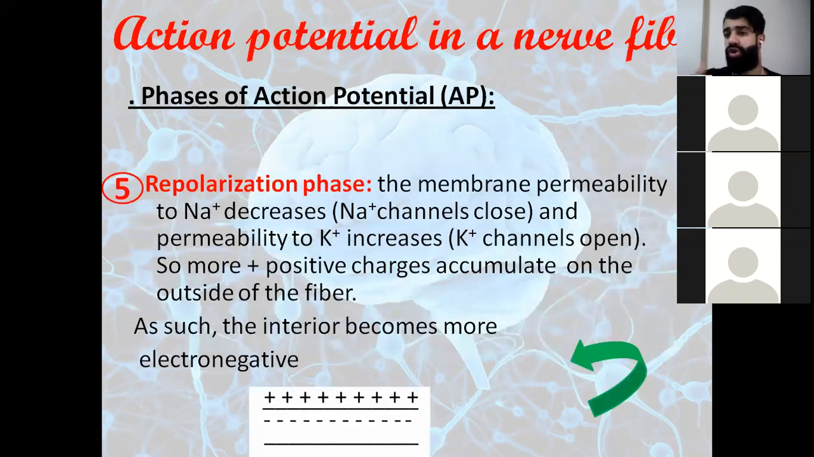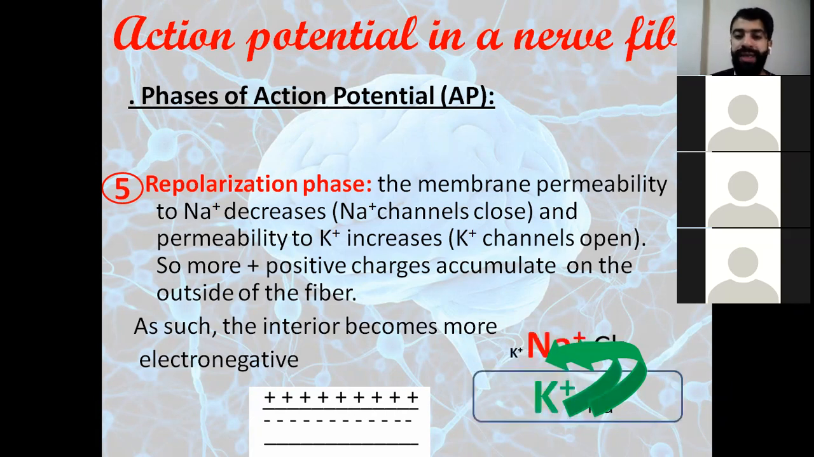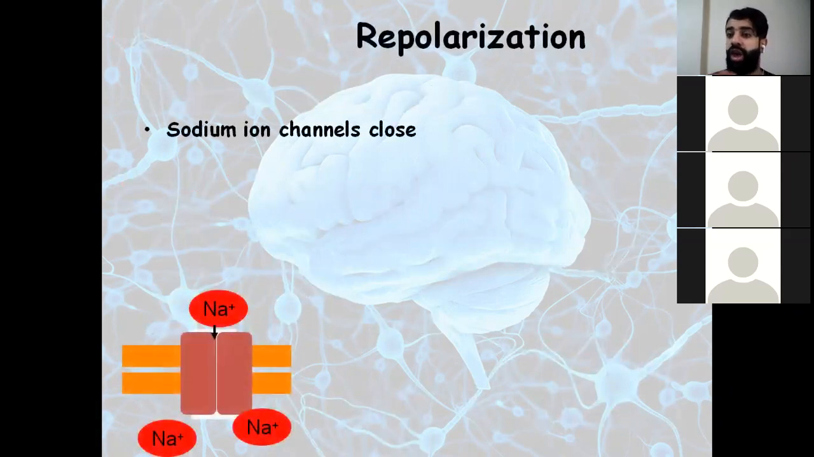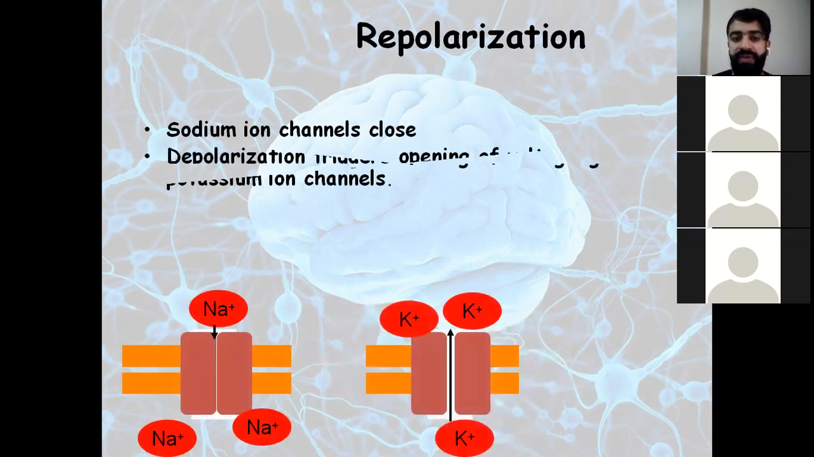Repolarization is going back to the negative. So membrane permeability to Na plus decreases. So the Na plus channels, the channels that allow the passage of Na plus, will close, and permeability to K plus first increases. So the K plus channels open, so more positive charge will accumulate on the outside, not on the inside. That's why we move to repolarization, going back to the negative, since the interior becomes more electronegative. So repolarization, as I said, the sodium ion channels close.